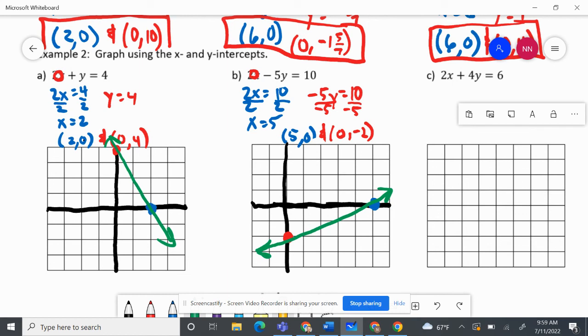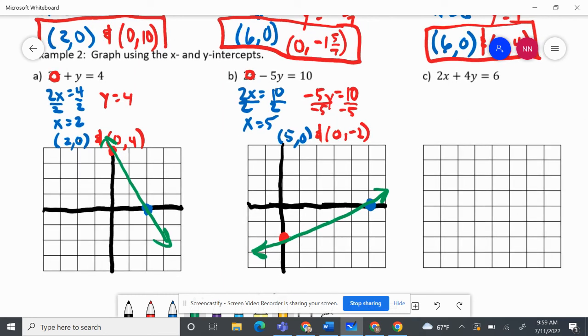Okay, what I want you to do is pause the video and try that next one on your own. So looking at letter C, once again, in order to find our x-intercept, we plug in a 0 for y. I'm dividing it by 2. If I divide it by 2, that gives me x is equal to 3. So then I have the ordered pair 3, 0.